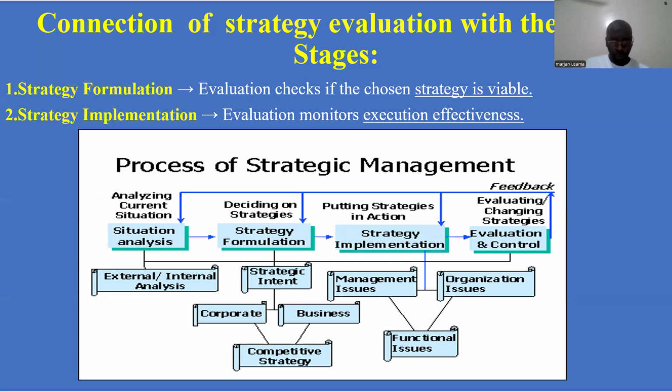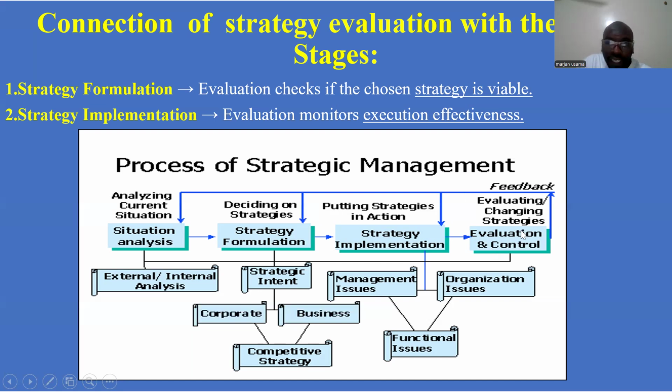Now, if you look at this process, if you look at this diagram, you will notice what? We have what is known as situational analysis. Situational analysis is the environmental scanning, the external and internal analysis. We have the strategy formulation, implementation, and evaluation. So we normally get feedback. I need you to focus on evaluation and control. You see the arrow. This arrow is the feedback.